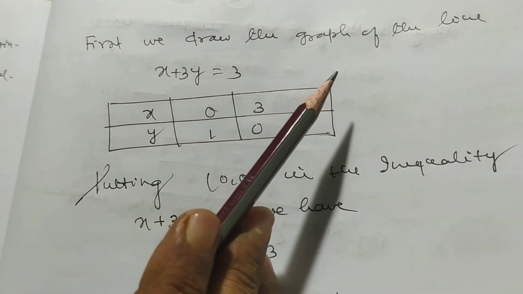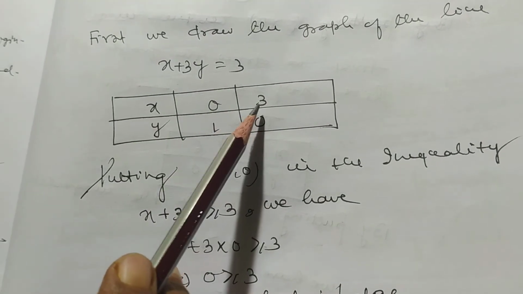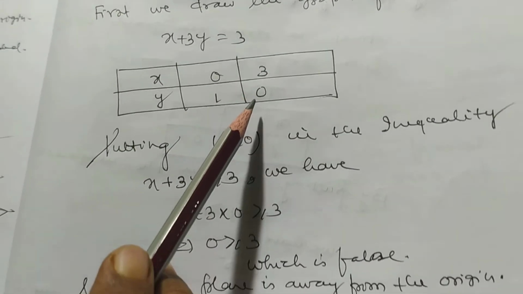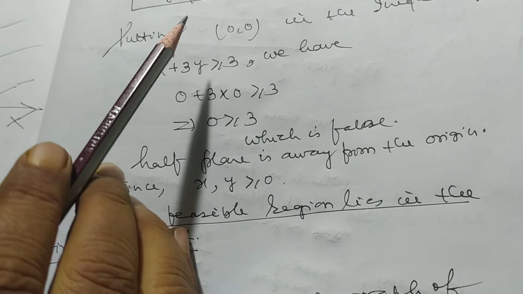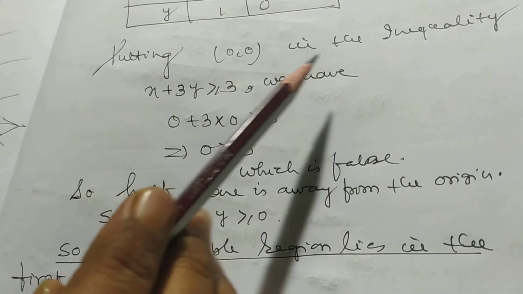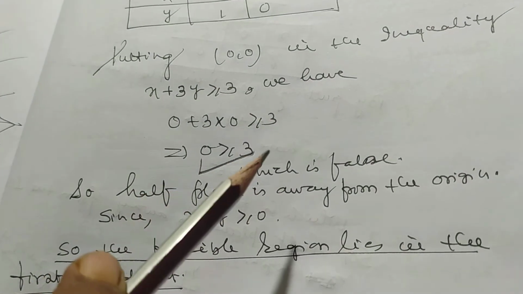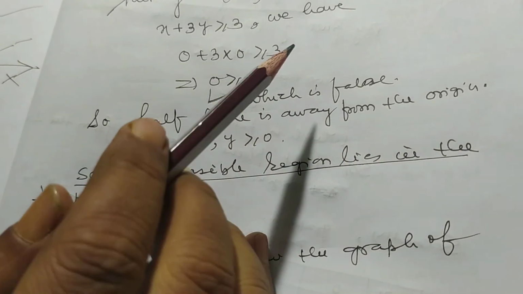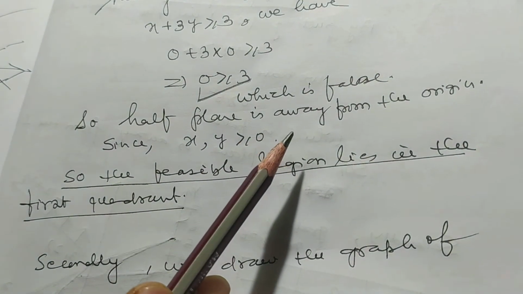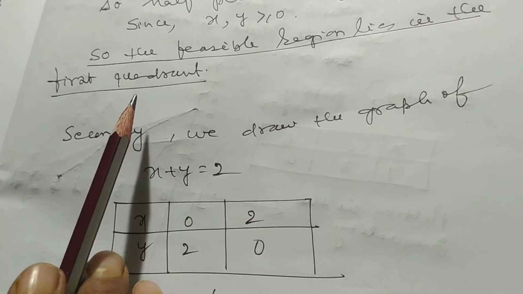First we draw the graph of the line x plus 3y is equal to 3: x is equal to 0, y is equal to 1; x is equal to 3, y is equal to 0. So in this way, what do we observe? Putting 0, 0 in the inequality, we have 0 greater than or equal to 3, which is false. So the origin does not lie in this half plane. So the half plane is away from the origin. Since x, y greater than 0, the feasible region lies in the first quadrant.